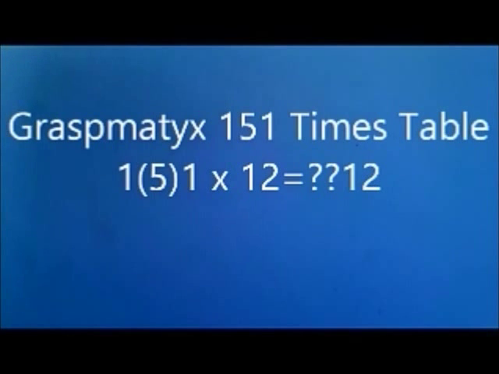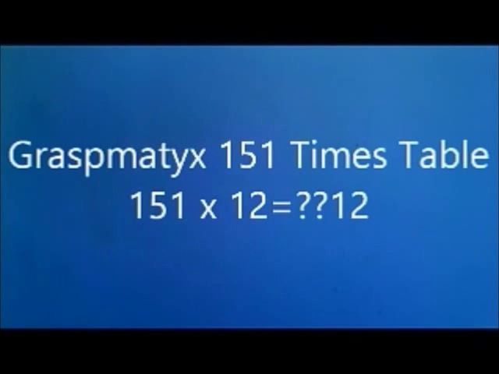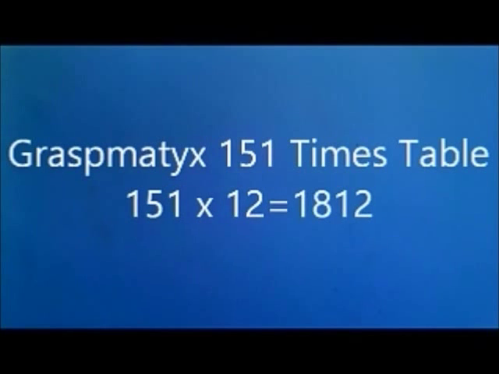So we're finding now the half of the 12. And the half of 12 would be 6. You will now add that 6 to the 12 and you get 18. So we'll fill it in right in the question marks there. And our answer will be 151 times 12 equals 1812. That's how we do it in the Grassmatics program.